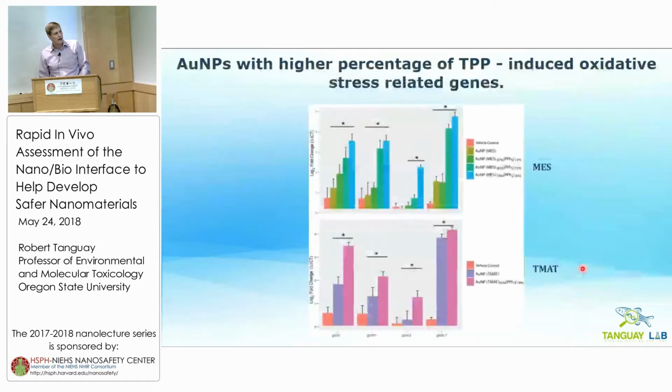If you also look at some oxidative stress response genes, which we do routinely, this is in the MES, and this is a TMAT example. As you increase the amount of incomplete ligand exchange in phosphine, you get an increase in oxidative stress. So it seems like these are just more reactive in causing oxidative stress, and this is kind of a closer look at the genes. So that seems to be the mechanism. But again, this is from a material science point of view.